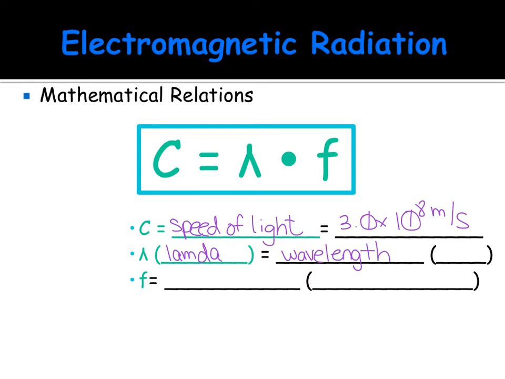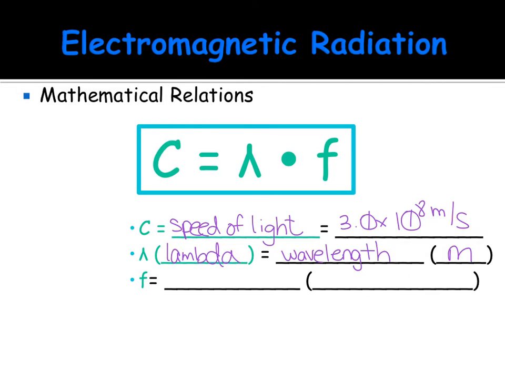What do you think the SI unit for wavelength is going to be? Wave, what's the second part of the word? Wavelength. Length. So what do you think the SI unit's going to be? Meters, yes. Meters, that's the SI unit for it.